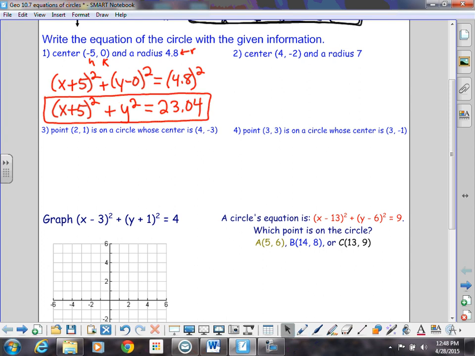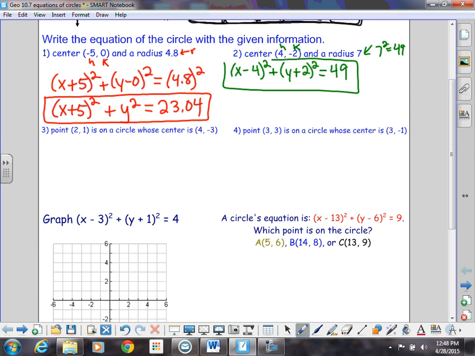All right, let's do another one. So in this one, I have x minus 4 squared, that's my center, here's my h and k, plus y minus a negative 2, so that's going to be y plus 2 squared, and then I'm going to have my radius squared. So just to save us a step, 7 squared is equal to 49, so I'm just going to put right away that that's equal to 49. And then I just have to write that equation once. So there you go, there's my equation.